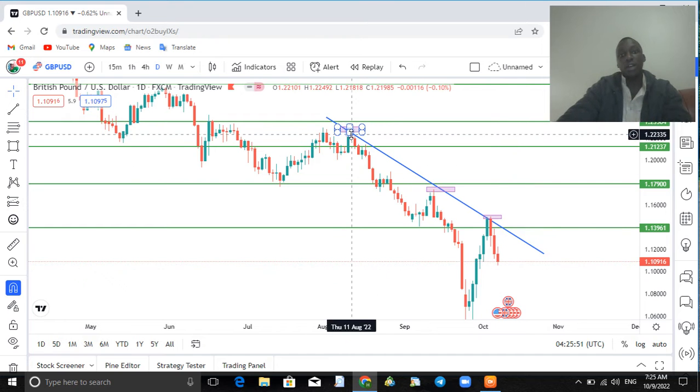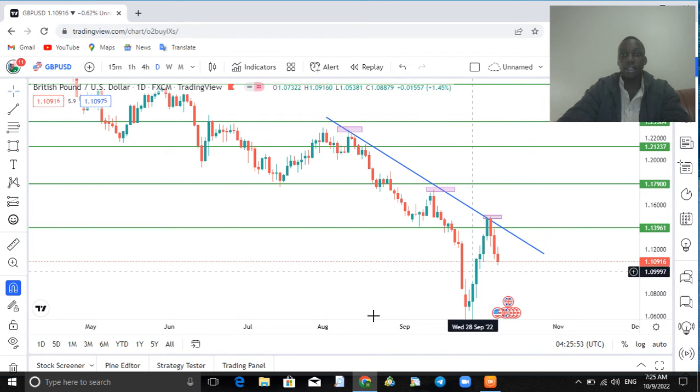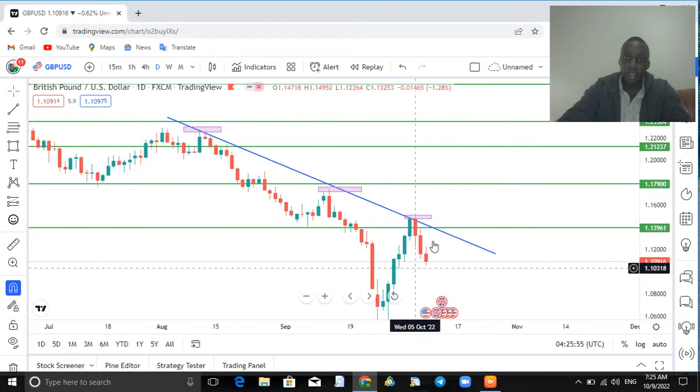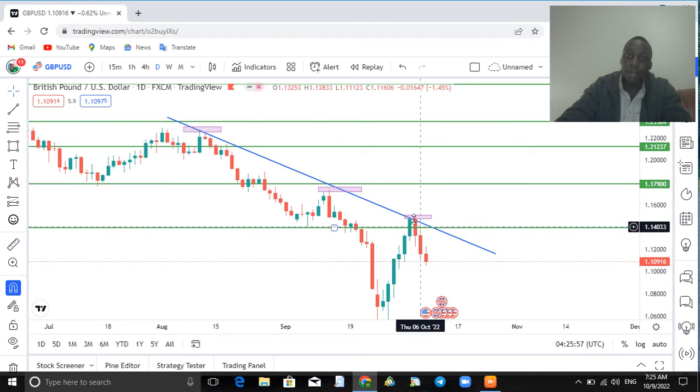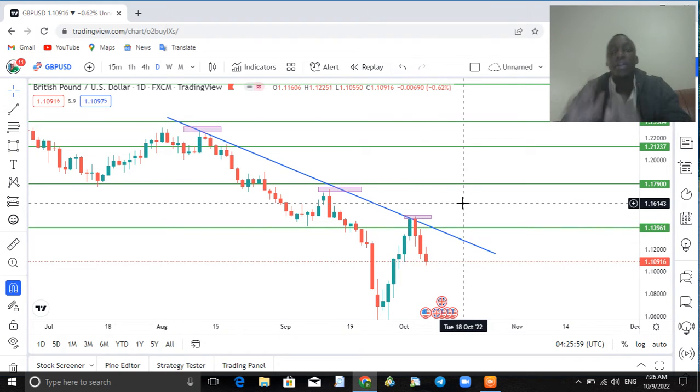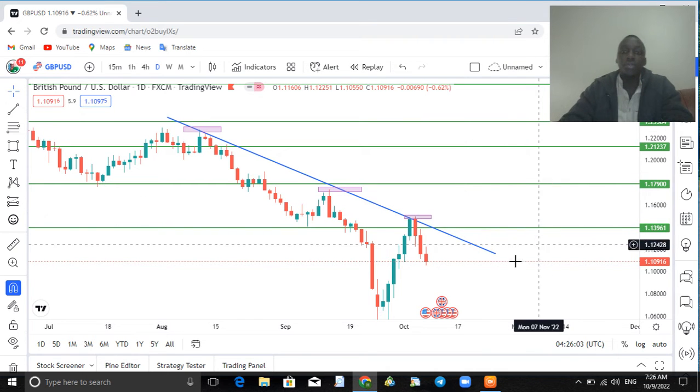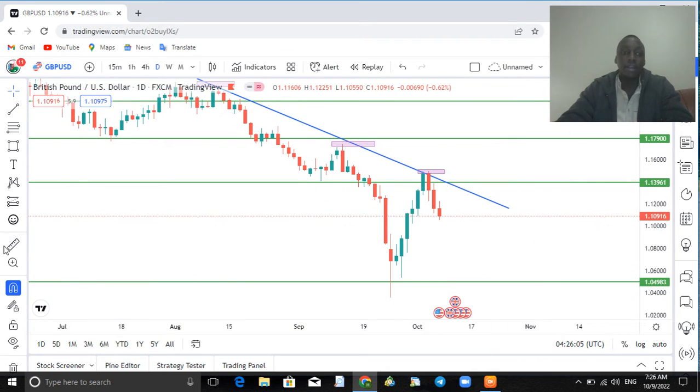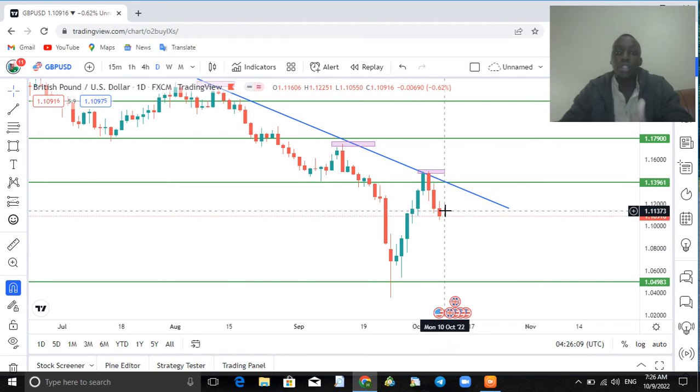So now this was our first touch, second touch, third touch. Putting that aside, we clearly see that we had a bearish engulfing candle on a resistance trend line. So this was a beautiful confirmation to show us that this currency pair is going to drop. Now it spent two days, Thursday and Friday, just dropping.